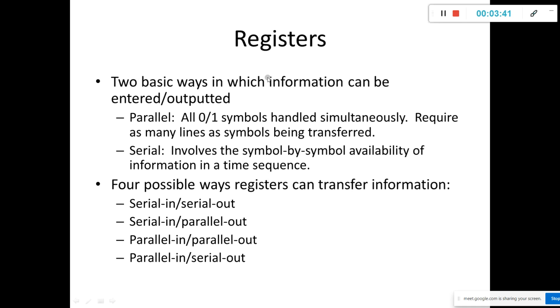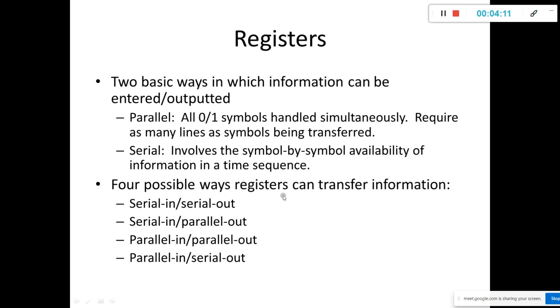So these are the two basic ways in which information can be entered or output. In parallel, according to the number of bits of data, that many lines we require. Serial means bit by bit, so a single input is sufficient. In parallel, as many lines as data bits are required for the symbols to be transferred.